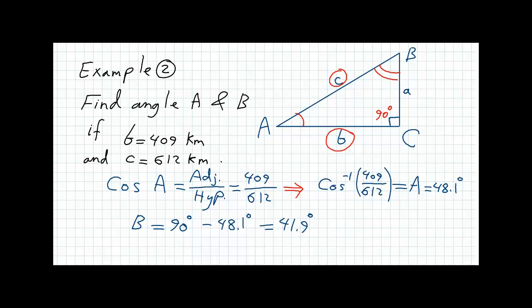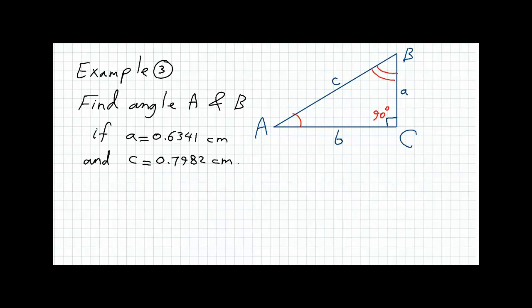Let us take a final example on this. Example 3. Find angles A and B if side A is equal to 6,341 10,000ths and side C is equal to 7,982 10,000ths. So we are given in this question side A and side C. If we want to find angle A, side A is the opposite and side C is the hypotenuse. So the ratio which combines the opposite and the hypotenuse is sine.